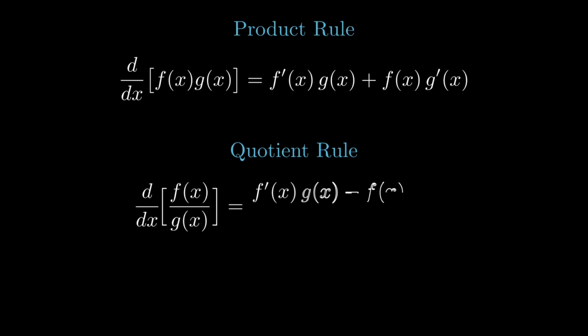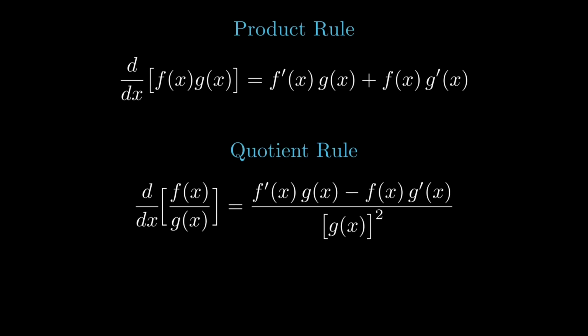And while we are at it, we can take a quick look at the quotient rule too. I'll leave it up to you to derive that from the product rule. Simply put in the reciprocal of g of x in place of g of x into the product rule, and you should get a matching result as the equation on the screen.